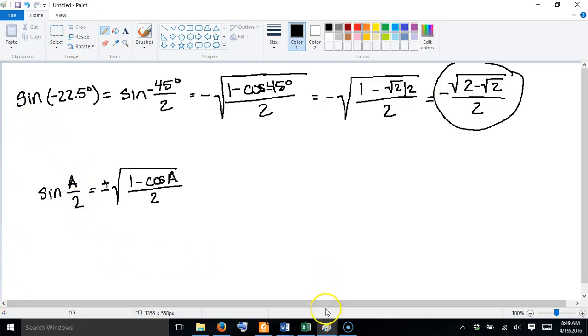Okay, also on this one, before I go to the next problem, expect that you're going to have more than one of these types of problems where you have to find the exact value of a half angle. And you're going to have to use your other trig identities for half angles also. Okay, let's do the next one.